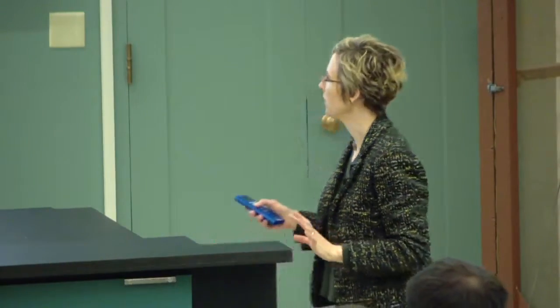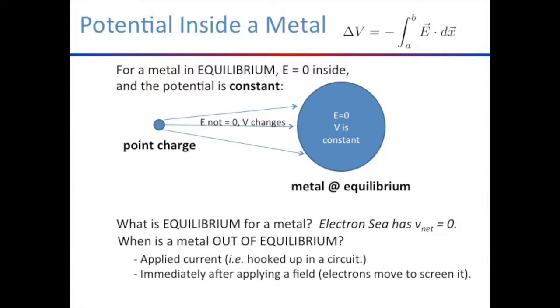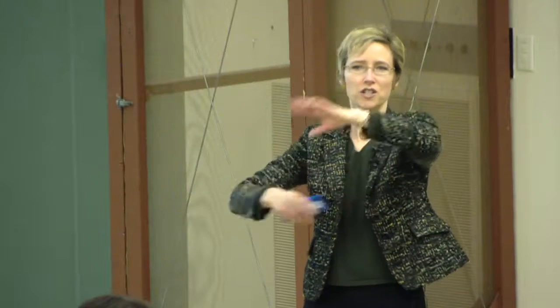A metal's out of equilibrium, for example, if you were to apply a current or something like that. If I think of hooking it up, then we have to redo the calculation. Or immediately after applying an electric field, when I first bring the electric field in, the charges can move around, but that happens super fast. That's like 10 to the minus 12 or 10 to the minus 13 seconds. It's really, really fast. Do you have any questions about this idea? Inside the interior of a metal, the potential is constant. Could be 5 volts, could be 20, but it's constant. Questions?